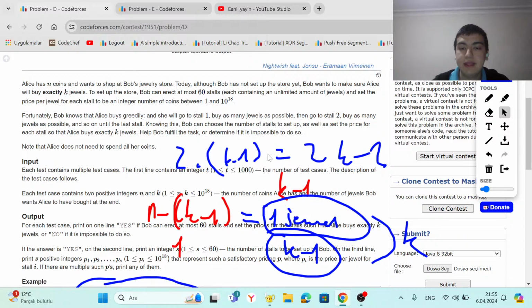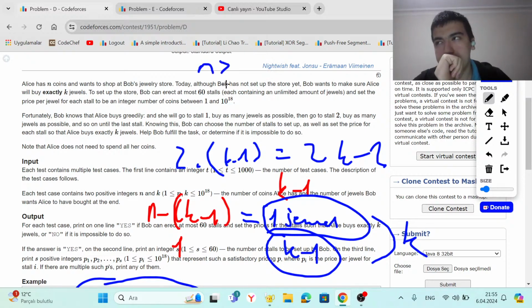Say that if n is not greater than, let me give an example so that it can be more clear. Let k equal 3, and the values 2 and 4. Okay. And let n be 4.